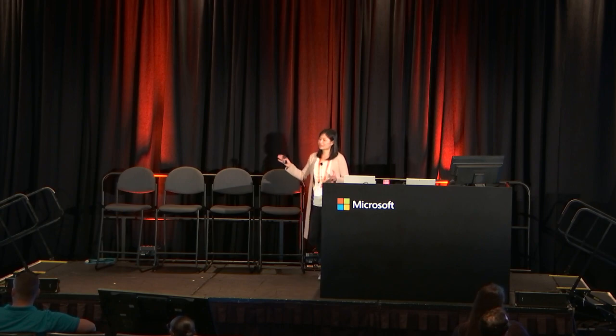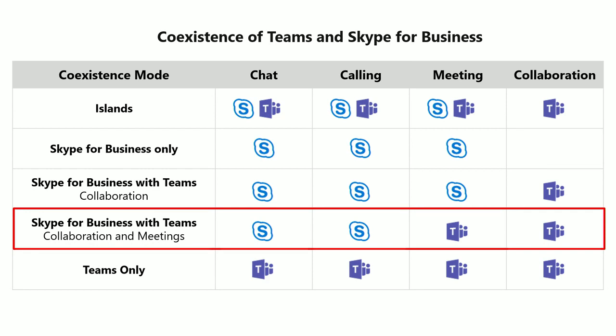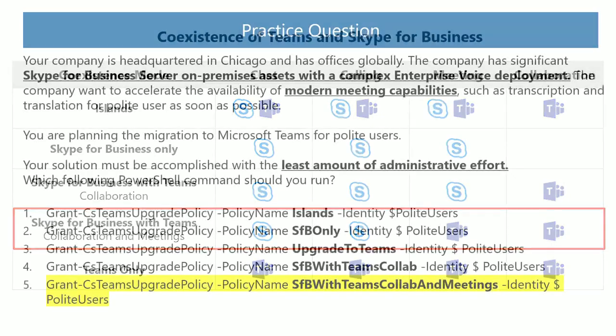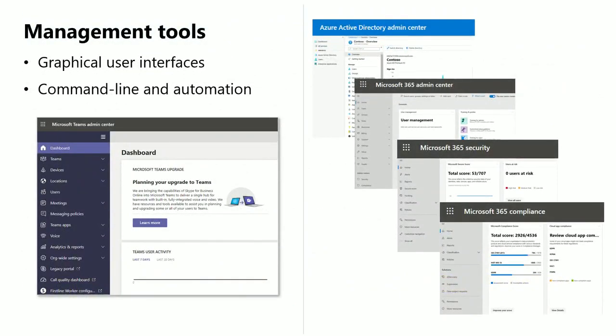Number 5. That's right. So this is a table that shows you the available clients with each feature based on different coexistence modes. So the answer is Skype for Business with Teams collaboration and meetings. And the answer is the last one. Good call.